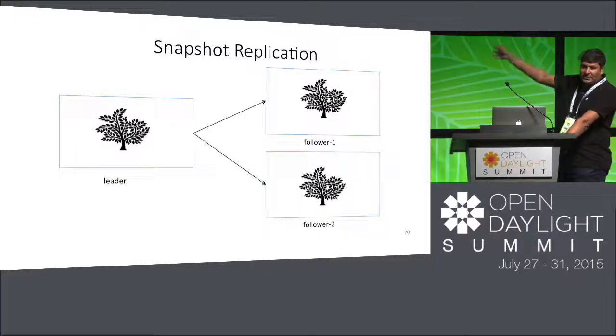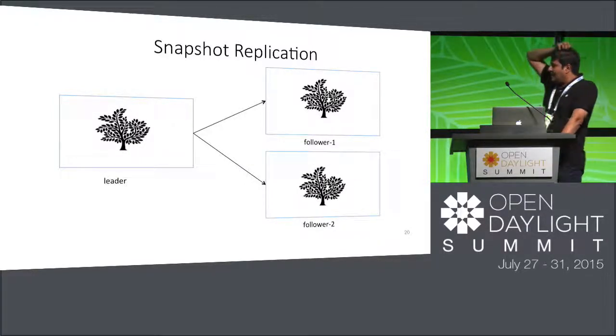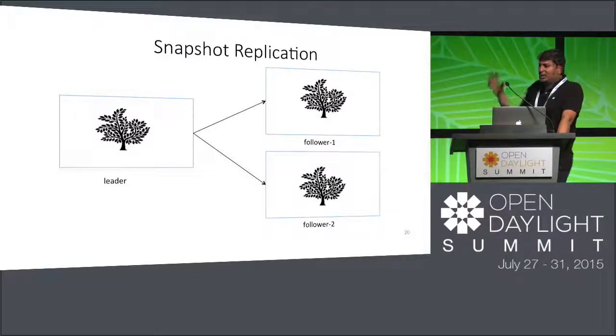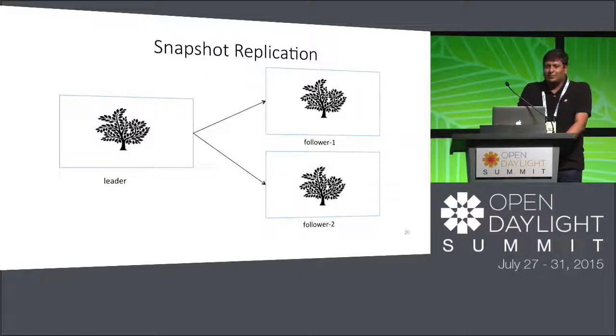So the whole data tree is sent as a snapshot. In addition, because this data tree can be arbitrarily large, we break it up into smaller chunks and replicate it. We break it up into 2 megabyte chunks, which is configurable, but essentially that's what we do. The main reason for doing that is because Akka has some limitation in terms of how large a message can be.